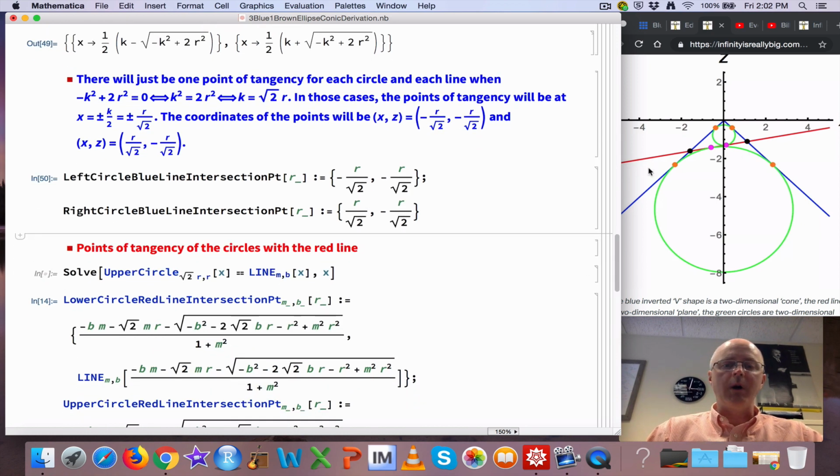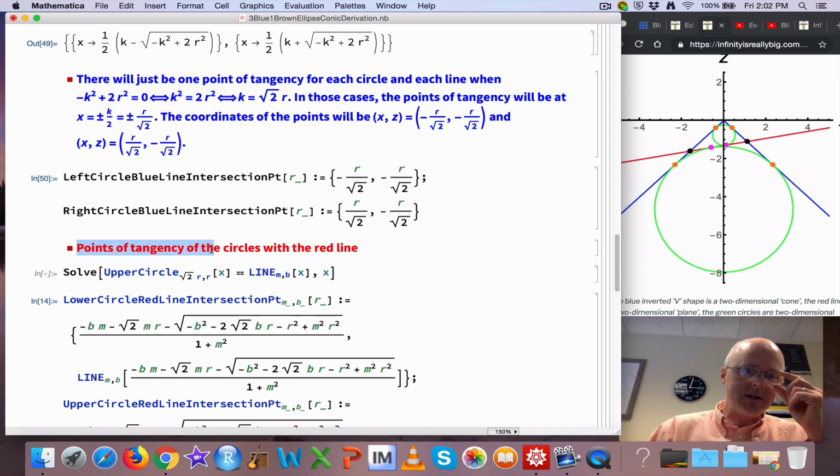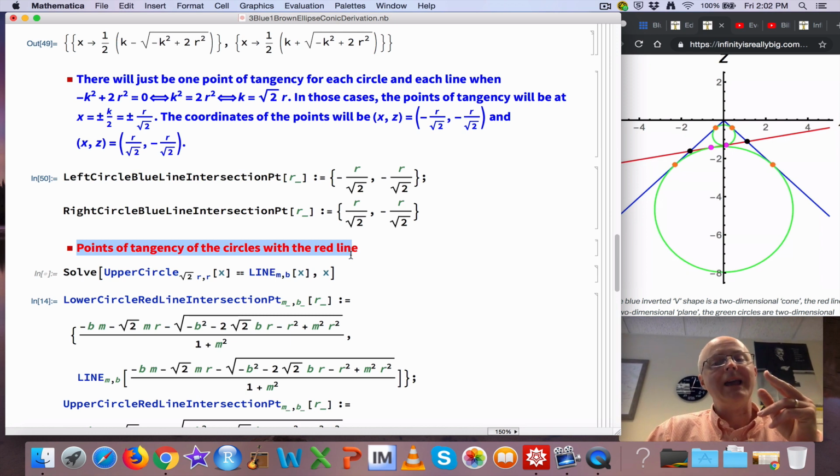The orange points for both circles. What about the magenta points, the pink points, points of tangency of the circles with the red lines? This gets a bit more complicated, especially if you were trying to do it by hand. So here, besides the graphs and the dynamic interactivity, we really are seeing more of the usefulness of Mathematica.